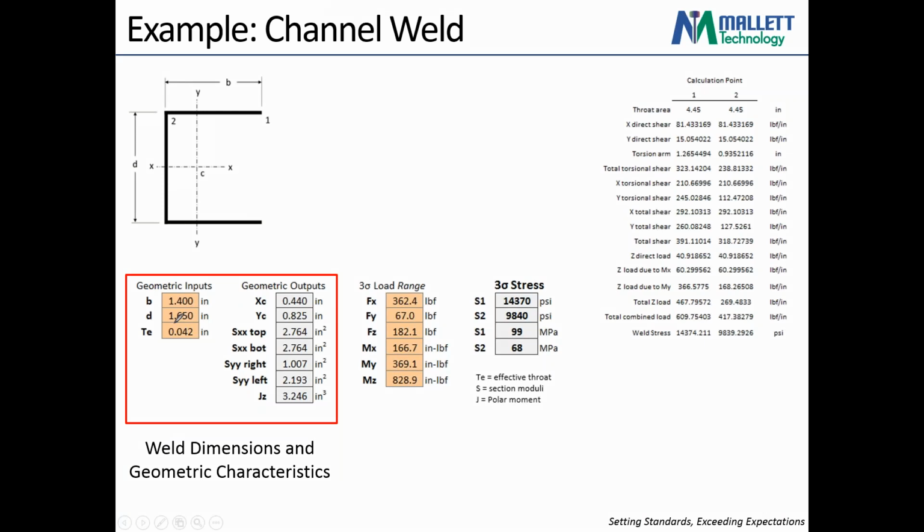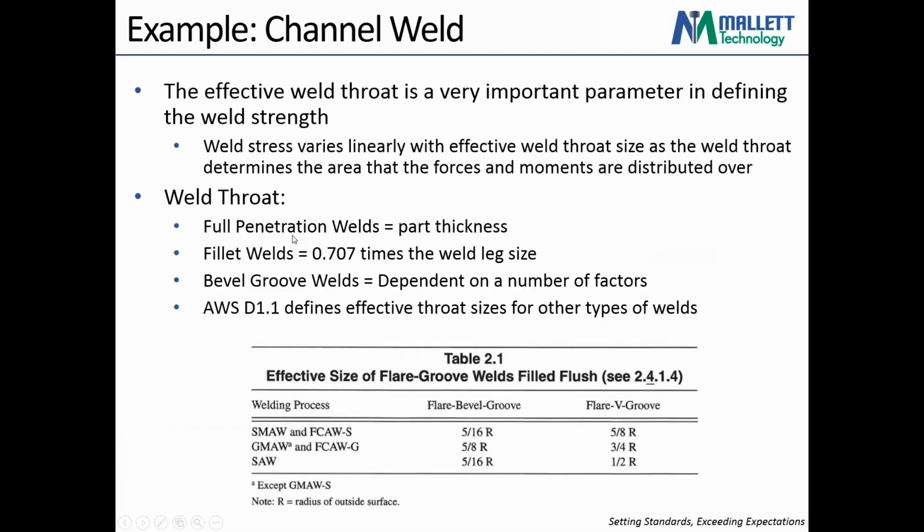Okay, and the one thing I want to touch on that is important is this effective throat size. Knowing this effective throat size, and this is impacted by the type of weld, right? A full penetration weld of the same size as a fillet weld will have a different throat length. Knowing this dimension will have a large impact on weld stress results, because essentially your weld stress is going to vary linearly with the effective weld throat.